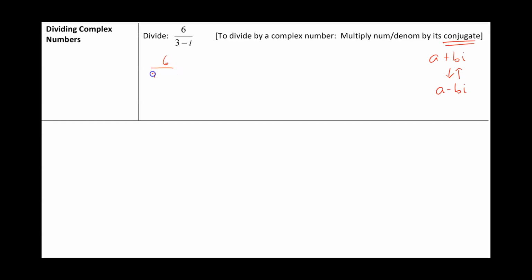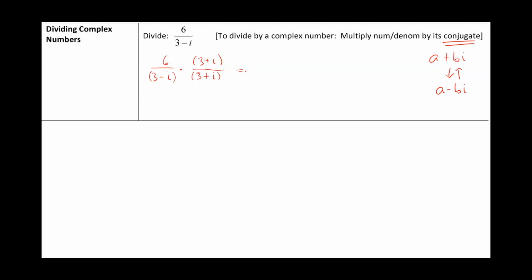So let's take 6 divided by 3 minus i. To divide a complex number, we're going to multiply both the numerator and denominator by the conjugate of the denominator. So if we have 3 minus i, its conjugate is going to be 3 plus i. The terms stay the same, the 3 and the i, but the sign changes from a negative to a positive. Same thing on the numerator. That becomes 3 plus i.